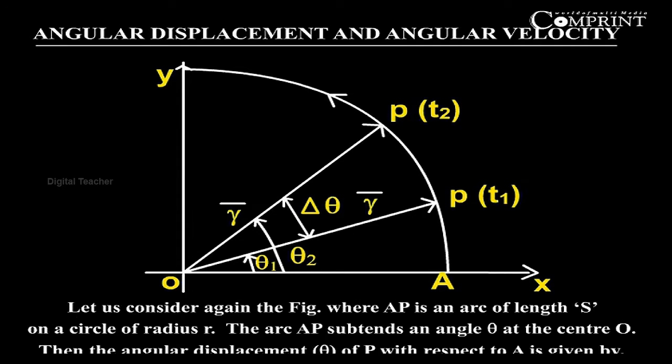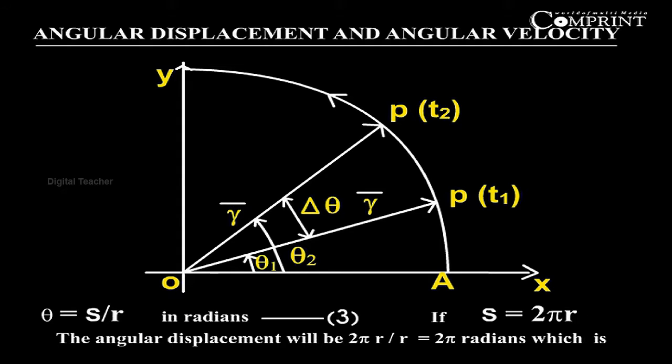Let us consider again the figure where AP is an arc of length s on a circle of radius r. The arc AP subtends an angle theta at the center O. Then the angular displacement theta of p with respect to A is given by theta is equal to s by r in radians. If s is equal to 2 pi r, the angular displacement will be 2 pi r by r is equal to 2 pi radians, which is equal to 360 degrees.